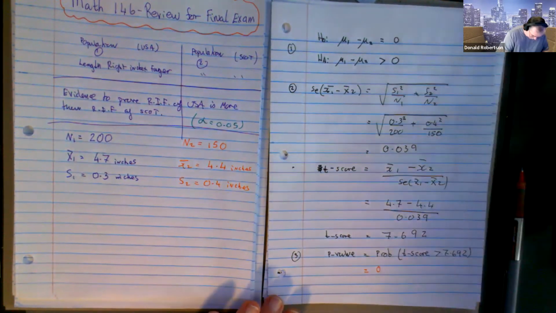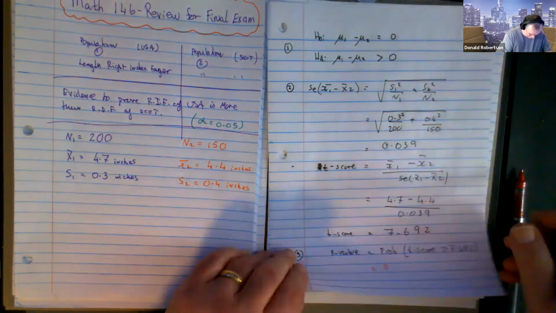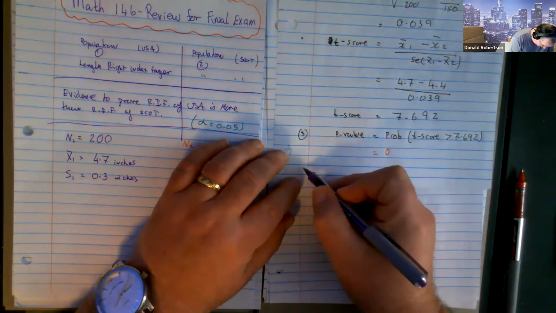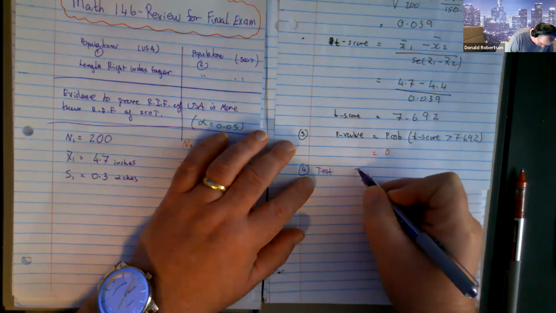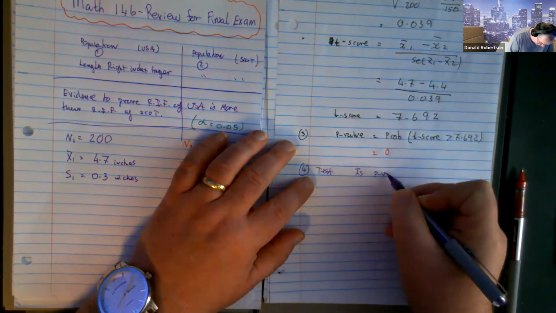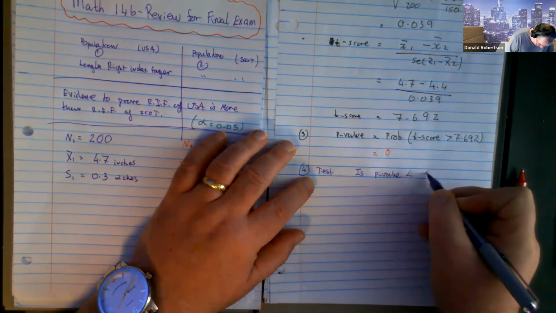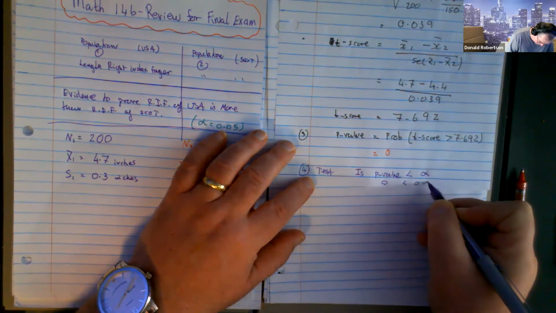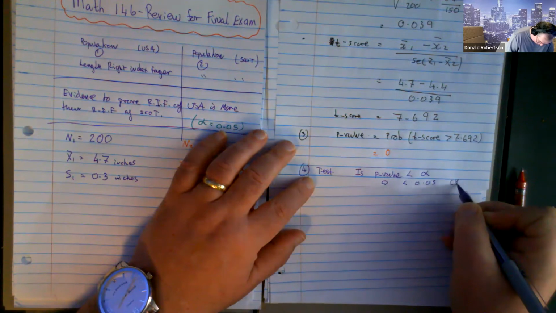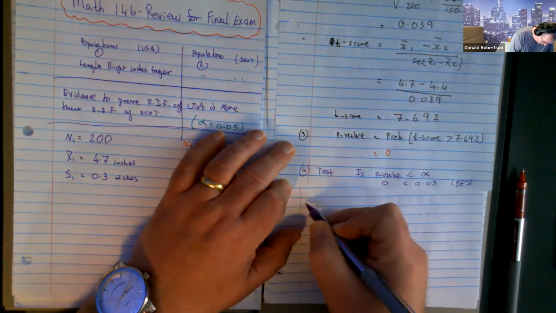And the last part of this puzzle, well, this is basically two parts, but this part is we now test. And our test is, is our p-value that we just got less than the significance level alpha? In this case, is 0 less than 0.05? And if the answer, as it is here, is yes, we have a conclusion then.